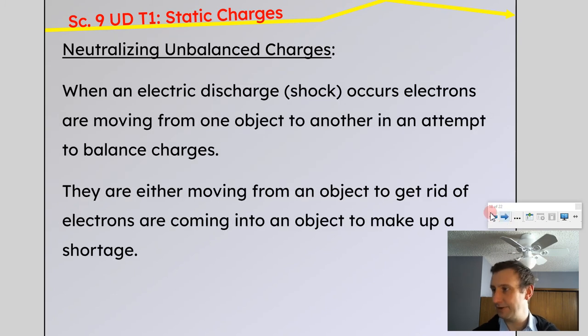So if something has a charge, how do we balance it out? When an electric discharge shock occurs, electrons are moving from one object to another in an attempt to balance charges. That's what's happening when something is neutralized. They're either moving from an object to get rid of electrons or are coming into an object to make up a shortage. Electrons are moving from where there are more electrons to where there are fewer.